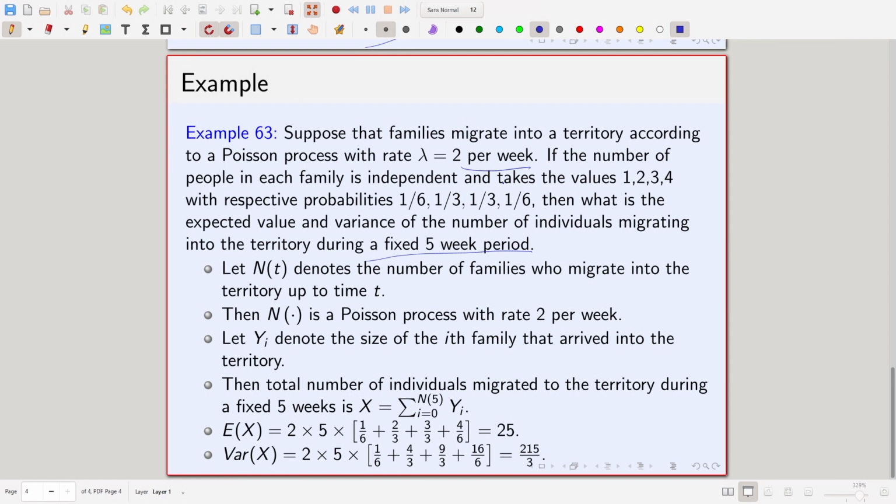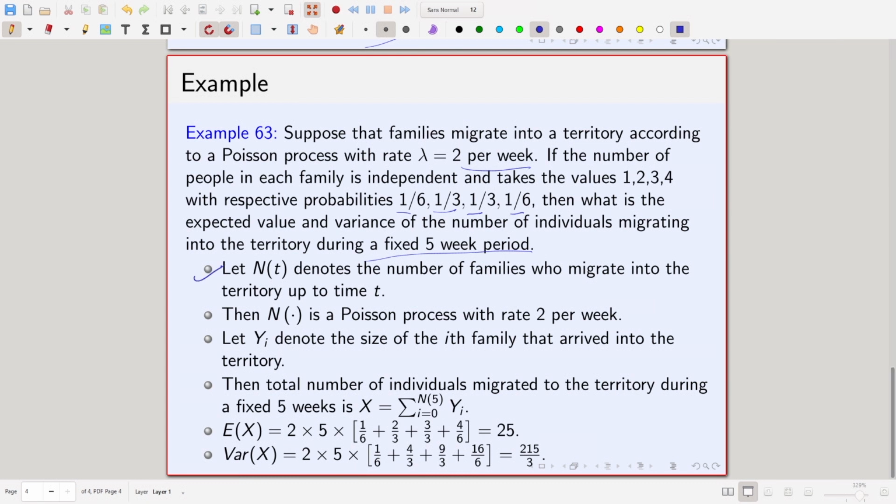A family, independent of everything else, will have 1, 2, 3 or 4 members with probabilities 1 by 6, 1 by 3, 1 by 3 and 1 by 6 respectively. And you are asked what is the mean and variance of the number of individuals who migrate into the territory in a given period of 5 weeks.